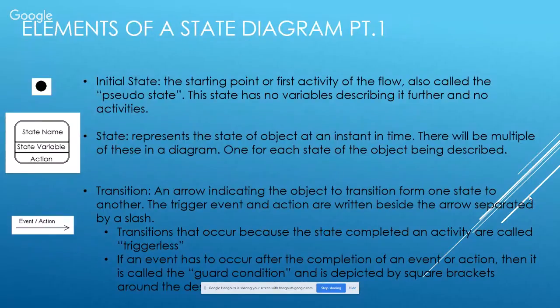Elements of a state diagram. Normally we'll start with the little dot for the initial state. It's a starting point, sometimes called a pseudo state. There's no variables describing it further. It has no activities. It's just, this is the beginning state.